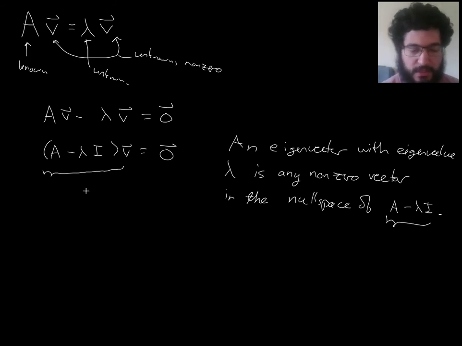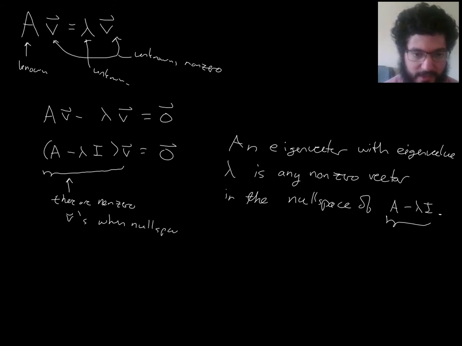So when does the choice of scalar lambda have associated eigenvectors? When are there associated eigenvectors? I'm going to say there are non-zero v's to go with this. Eigenvectors have to be non-zero. There are non-zero v's to go with this when the null space of this is non-trivial.